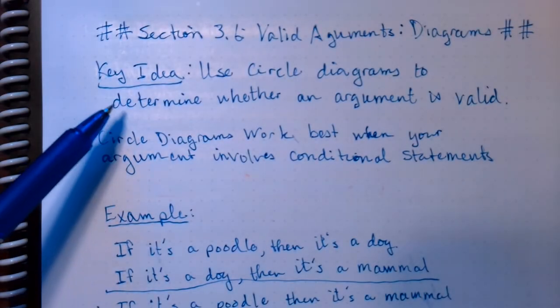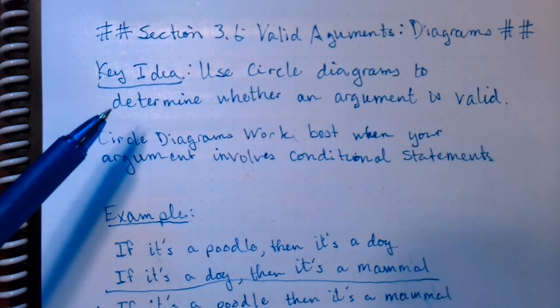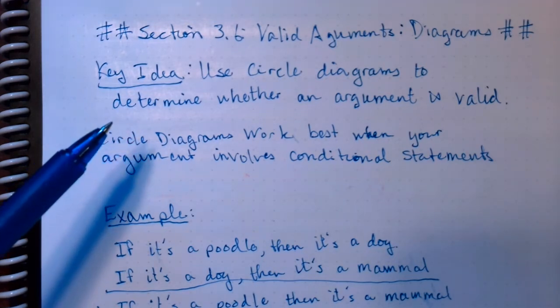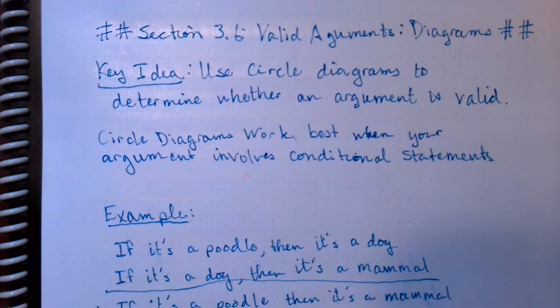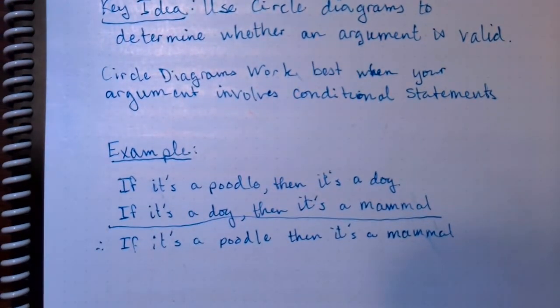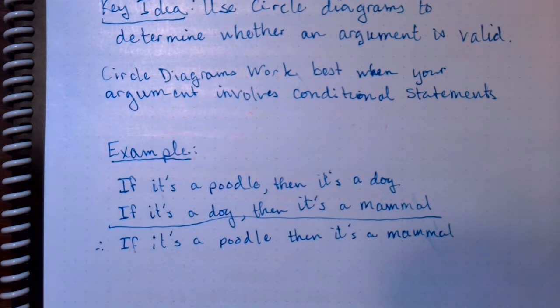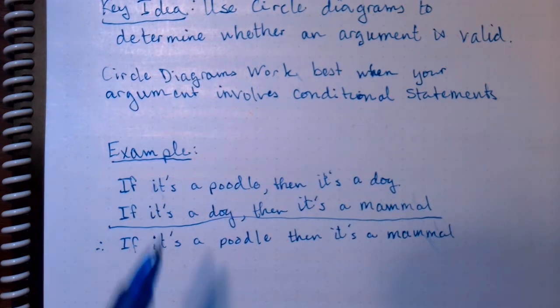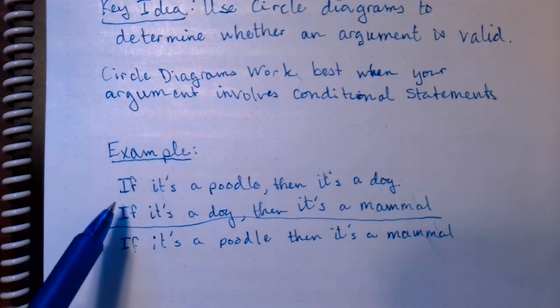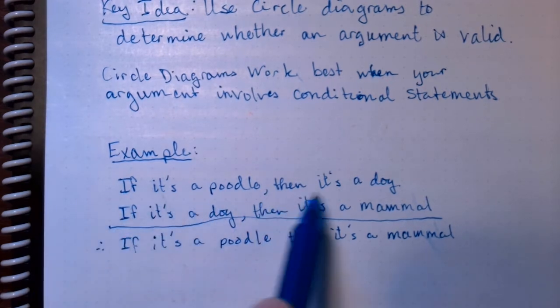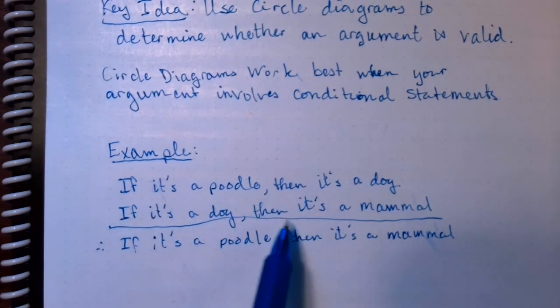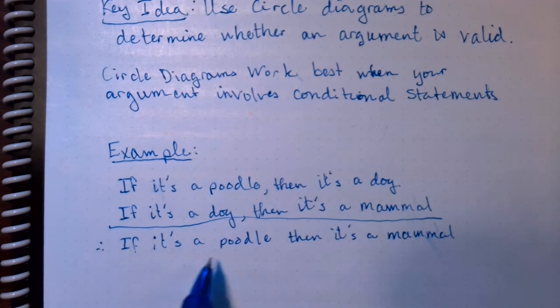Alright, so the key idea for this video is to be able to use circle diagrams to determine whether an argument is valid. And circle diagrams work best when your argument involves conditional statements. So, what we've got here is an argument. If it's a poodle, then it's a dog. If it's a dog, then it's a mammal. Therefore, if it's a poodle, then it's a mammal.